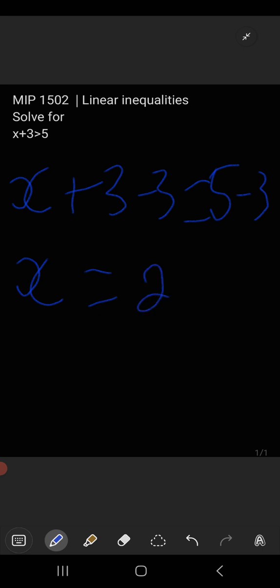Do not forget to use your inequality sign. Don't forget to use your inequality sign. So in other words, x is greater than 2.